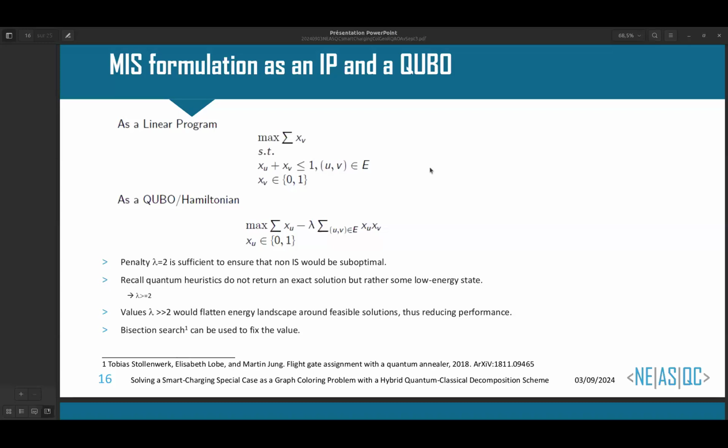Because quantum heuristics do not return an exact solution, but rather some low energy state, we need to increase the value of lambda. And actually, we cannot go too far, especially because then it would flatten the energy landscape around feasible solutions, and we would reduce the performance of the algorithm. For choosing good values, there are different algorithms, and one is the bisection search from the literature, which could help to fix the values.